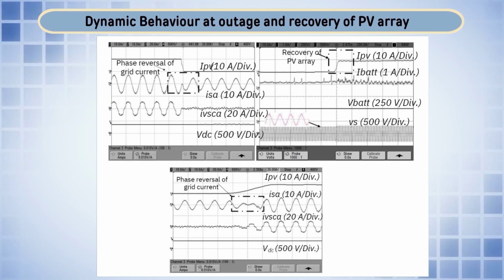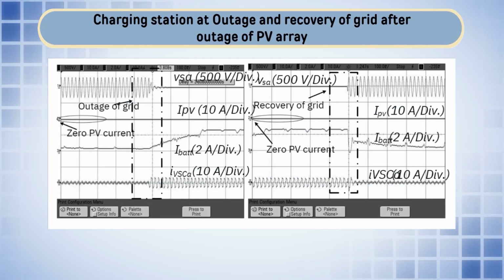We have also performed dynamic response in the experimental prototype under change in insolation from 500 watt per meter square to 1000 watt per meter square. And similarly, under outage of the PV array, if both the sources are not there, the battery bank will be initiated and it will fulfill the demand of power.